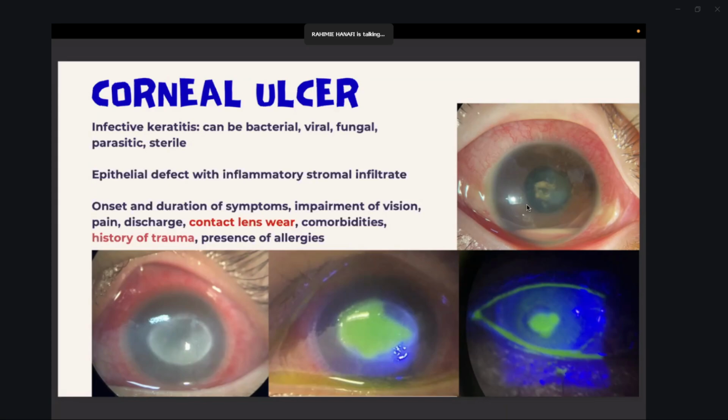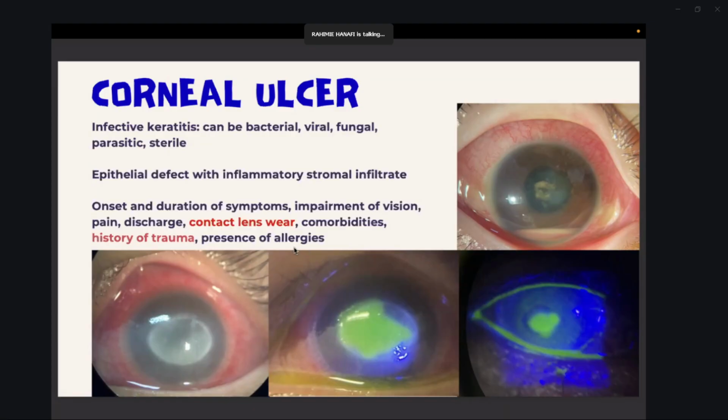Similarly, these two photos are the same, but what is different in this photo is that this patient also has a hypopyon, which signifies much more severe inflammation going on here. This is the central infiltrate, and when we stain it with fluorescein, you are able to pick up that there is actually an epithelial defect here. These kinds of cases require urgent referral to the ophthalmology team.